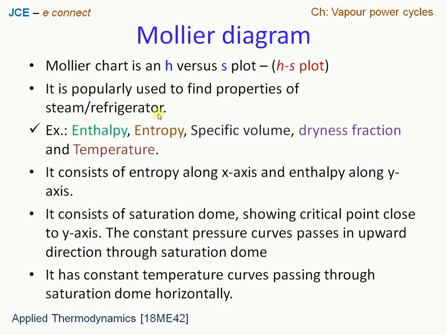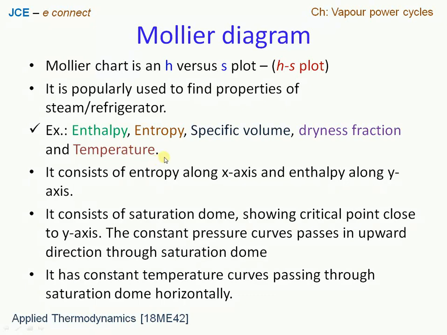Now to begin with, the Mollier chart is also popularly called the HS plot. So it is an HS diagram or HS plot. Along the x-axis we are going to have entropy in kilojoule per kg Kelvin, and along the y-axis we are going to have enthalpy in kilojoule per kg basis, and it is used to find out the properties of the working fluid. The working fluid can be steam or it can be refrigerant.